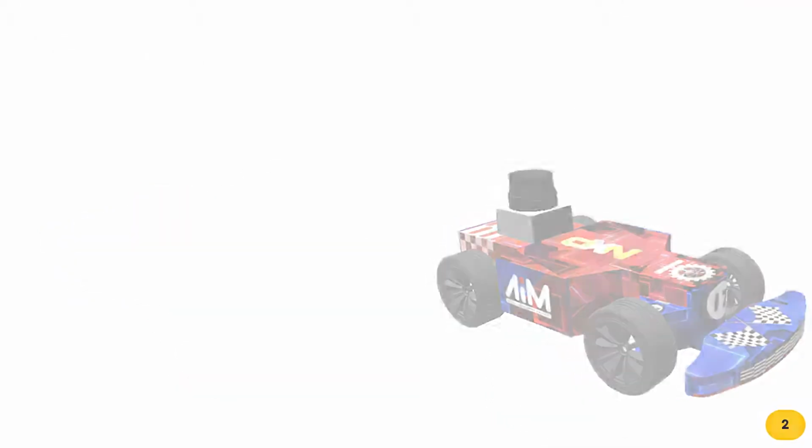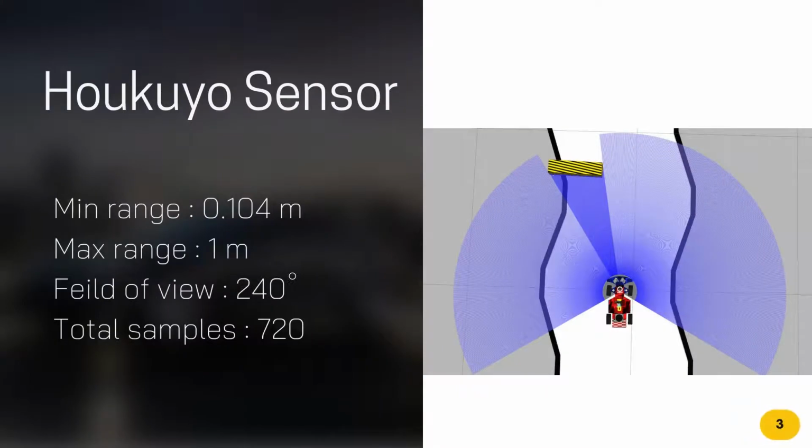We have used a laser distance sensor to detect the presence of any obstacle ahead of the car. This laser can read from a minimum range of 0.1 meter up to a maximum range of 1 meter. It has a field of view of 240 degrees and it takes a total of 720 samples at 30 iterations per second. This sensor measures distance based on the difference in wavelength when the laser source is reflected by the object.